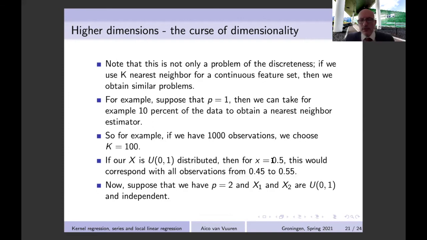But now suppose that things become more difficult, and we're going to assume now that p is not equal to 1, but p becomes equal to 2. And in addition to that, I'm going to assume again that x1 and x2 are uniformly distributed, and they are even going to be independent from each other. That again is going to be what you could call a best case scenario.